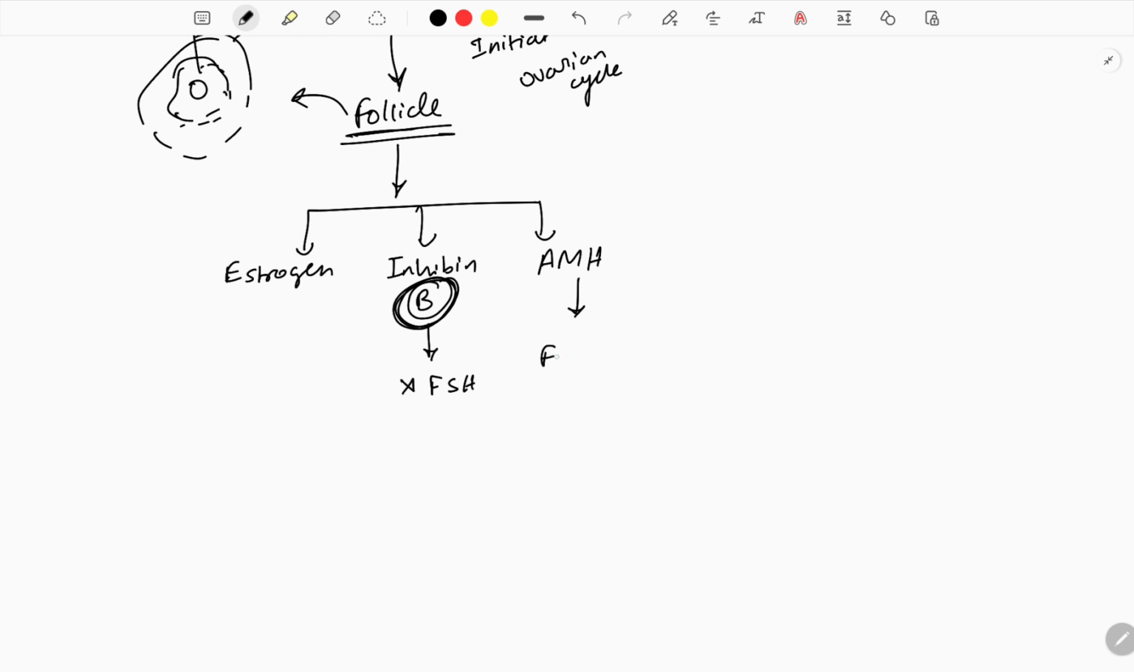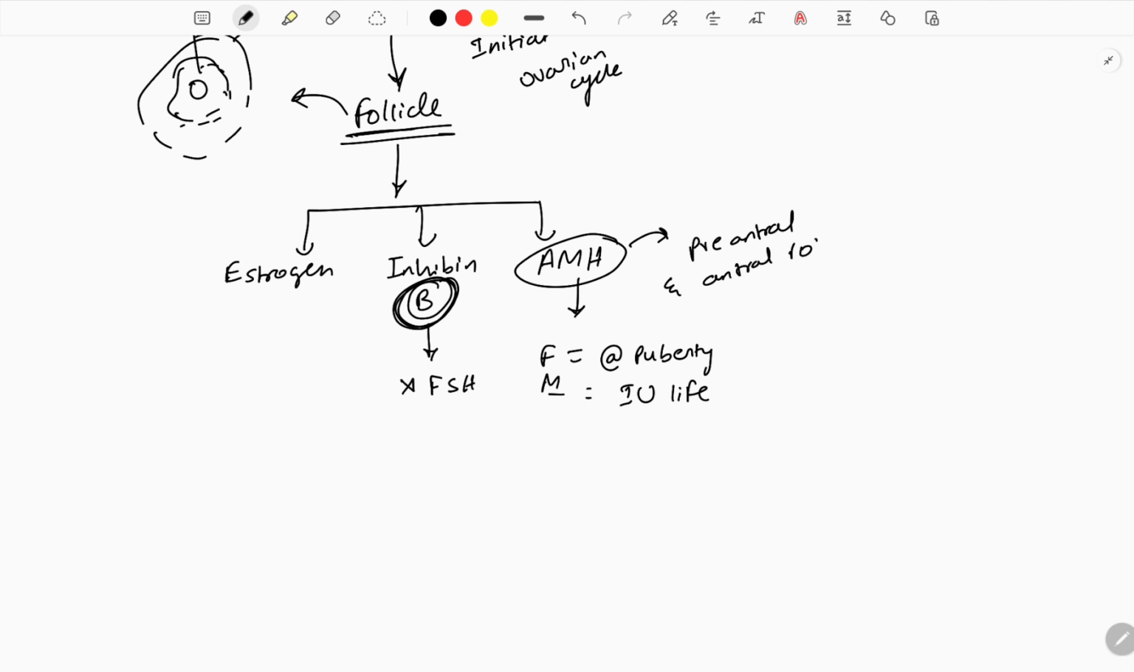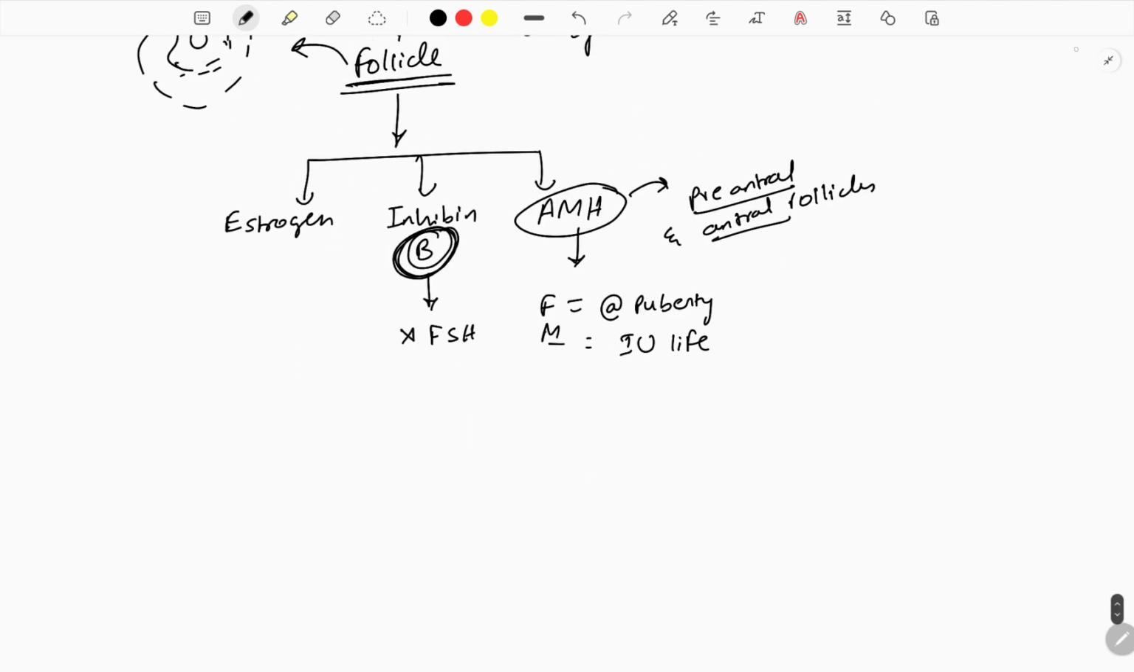It is different in females and males. In female, it is produced at puberty. In males, it is produced in intrauterine life. Now this AMH is produced by preantral and antral follicles. You might be confused what is this preantral and antral. We'll learn about that within a few minutes.